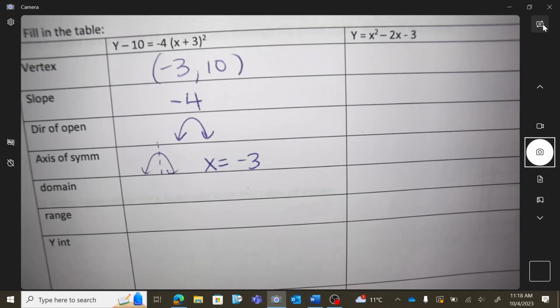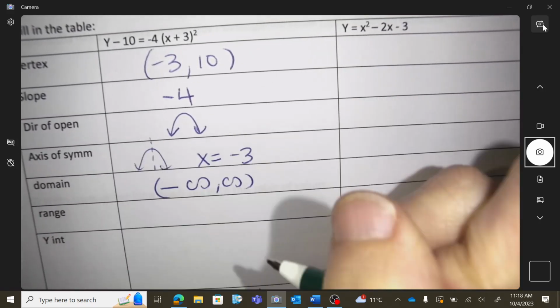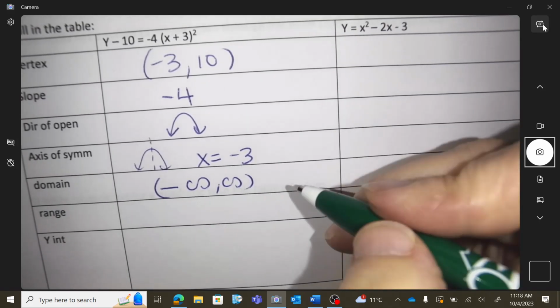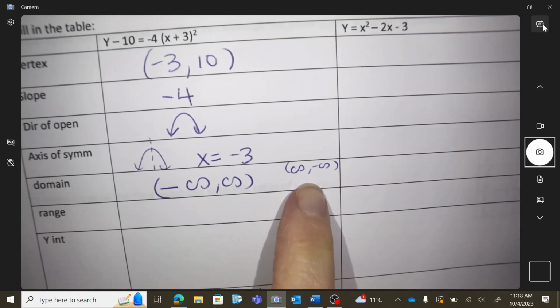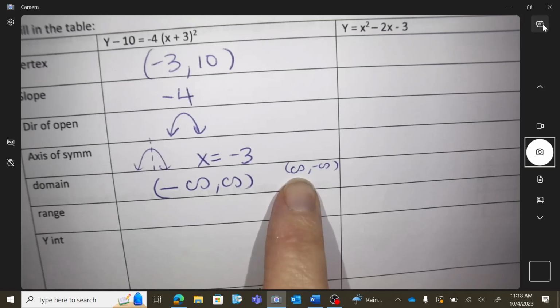Domain should be written how far left to how far right you go. So -infinity to +infinity. I feel like I get 20% of people who write this, for some reason, and they get it wrong. What's wrong with somebody answering this? Yeah, they are moving from right to left, and you can't do that.